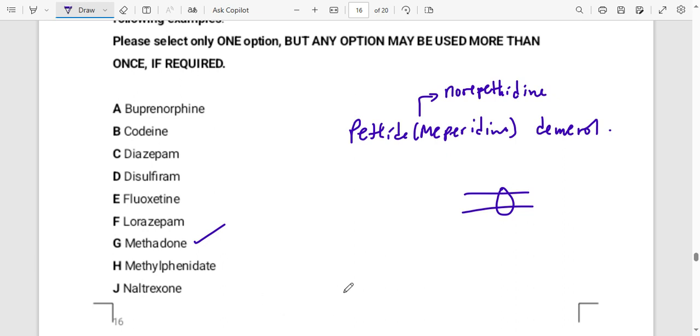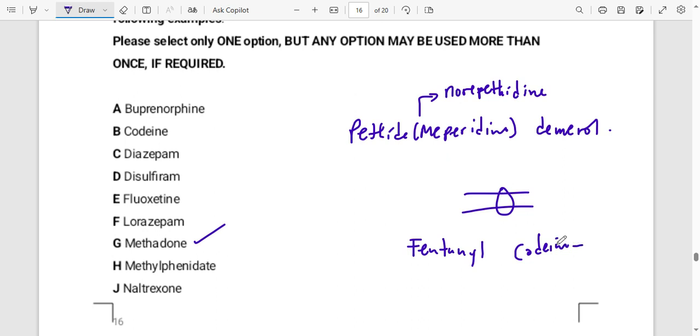There is this one that is associated with deaths, especially most deaths in the United States: fentanyl. It is more lipid soluble than morphine and it's more potent. It's used as a general anesthetic. Even in small doses, it is deadly and it is one of the major causes of deaths because of overdose worldwide. We also have codeine.